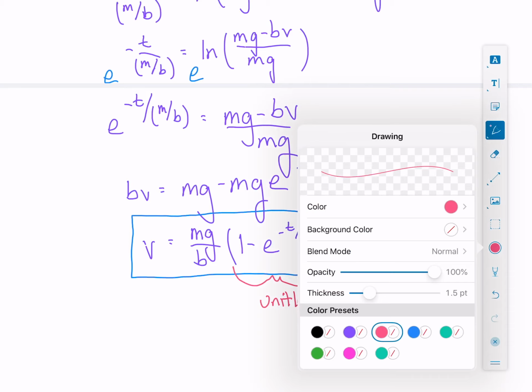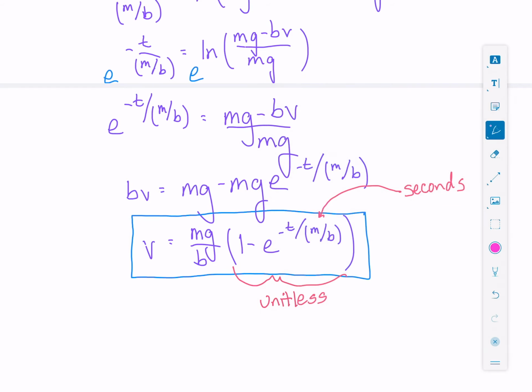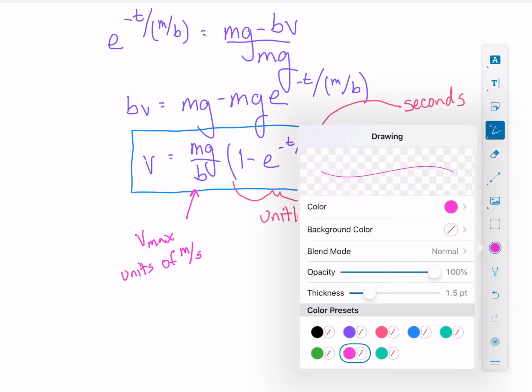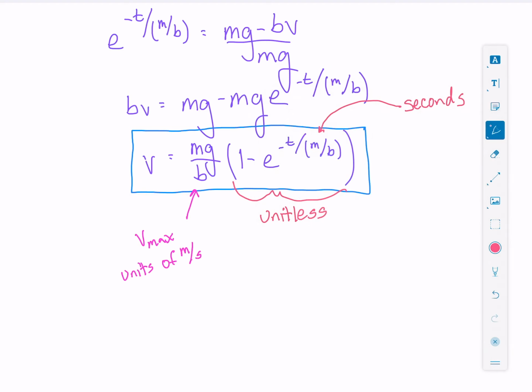mg over b has units of meters per second. This is our v max. This has units of meters per second. So essentially, this bracketed quantity, 1 minus e to the negative t over m minus b, is a value anywhere between 0 and 1. It's really the decimal percent of Vmax.